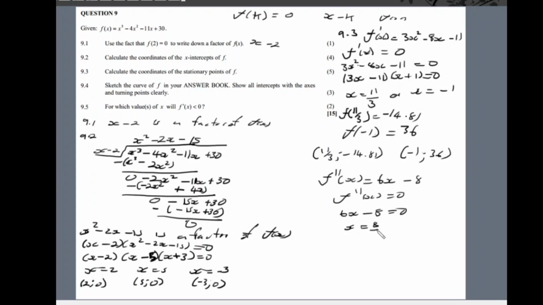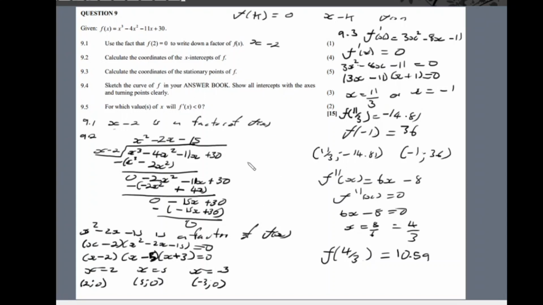x is equal to 8 over 6, or x is equal to 4 over 3, right? And then if I substitute 4 over 3 in my function, I get 286 divided by 27, or I'll just say it's 10.59, right? So these are my critical points. So I have my x-intercepts and the turning points and that point of inflection, right?